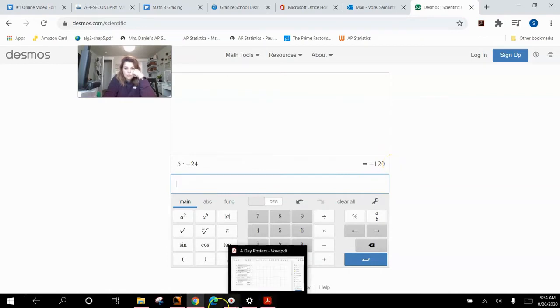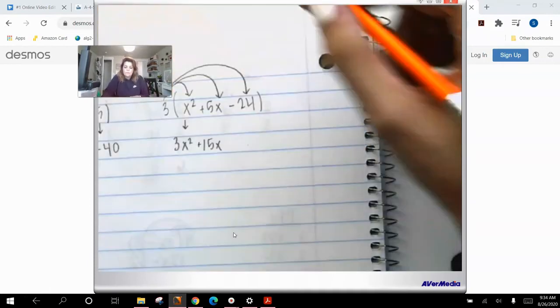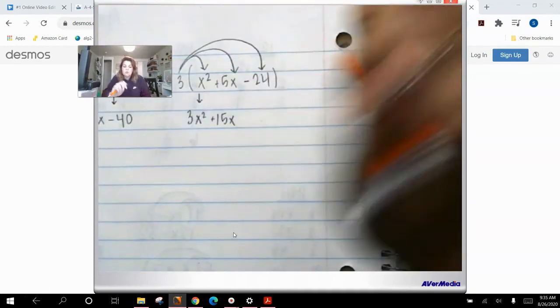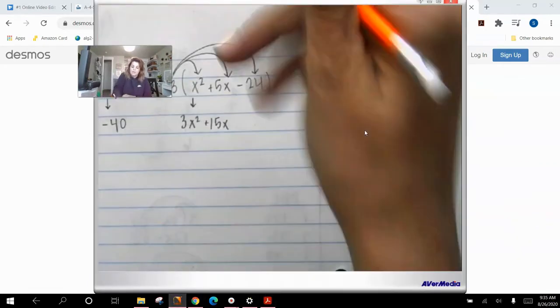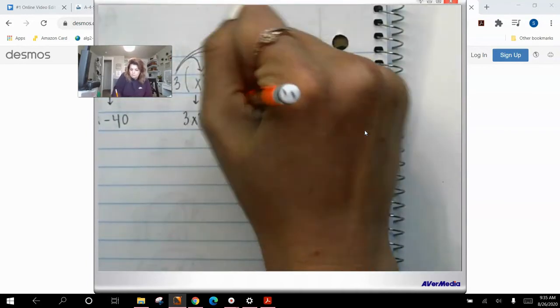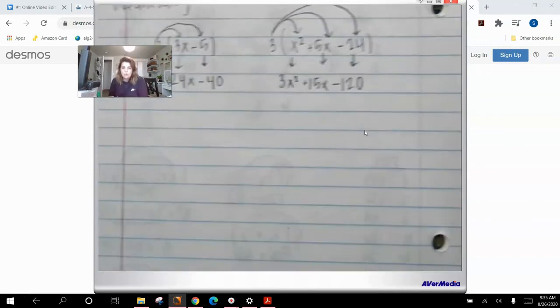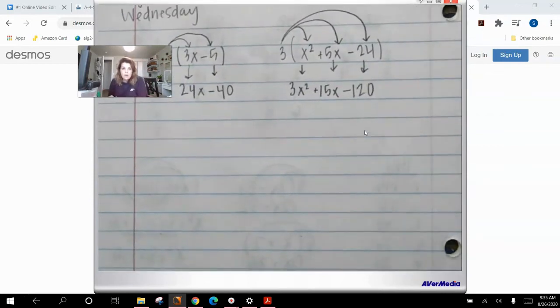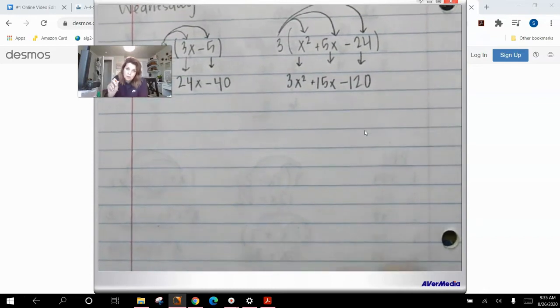So back to what we were doing, I was using Desmos to do 3 times -24. I already forgot what it was. It is -120. So my last term is -120. So maybe let's give you one to try on your own, and then I will explain to you what we're actually, sorry, I want to do one more.